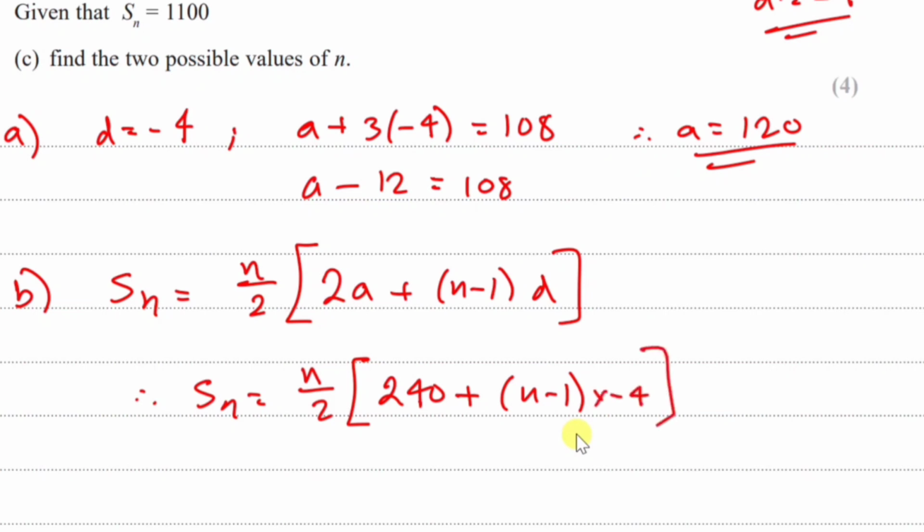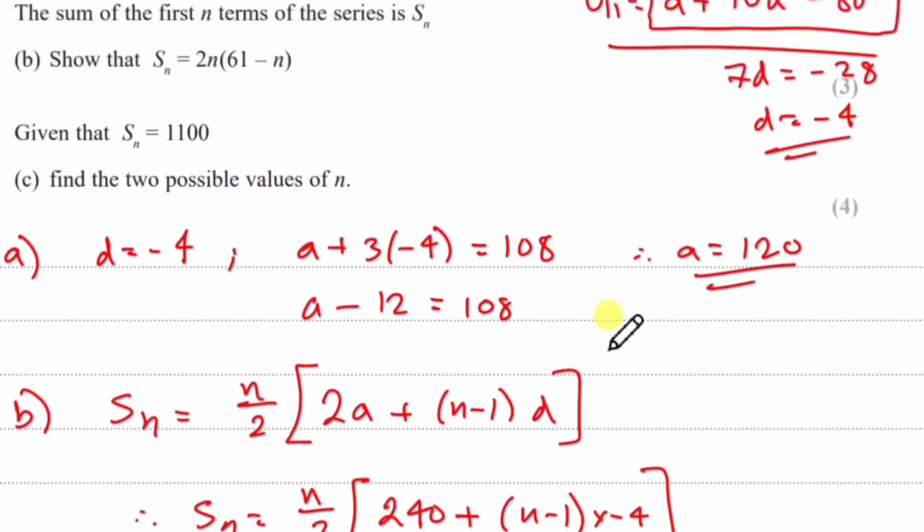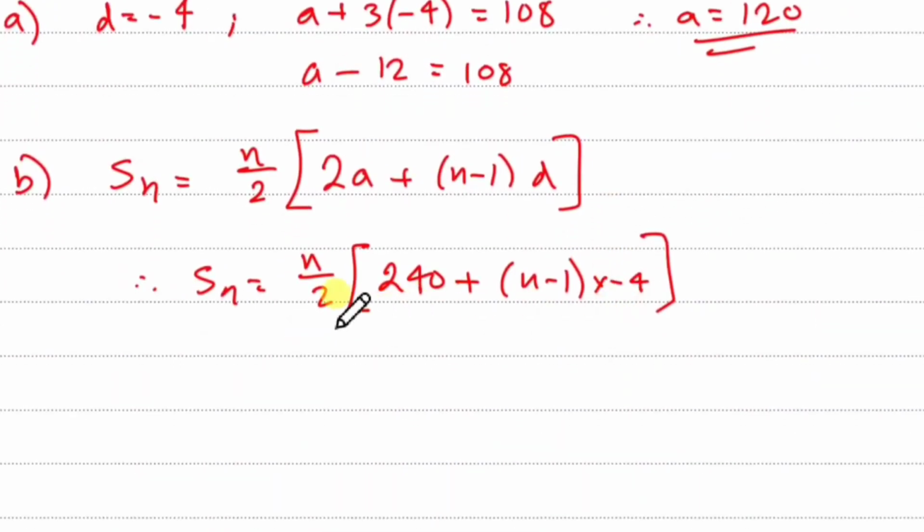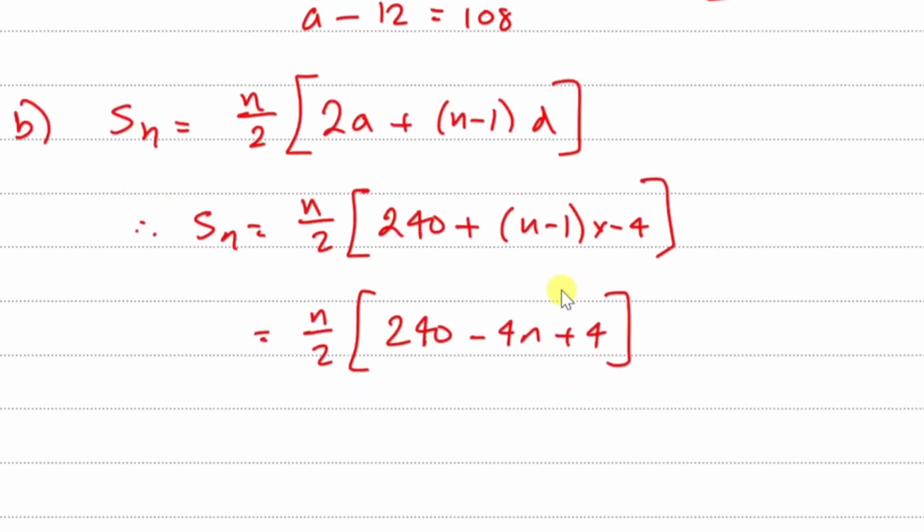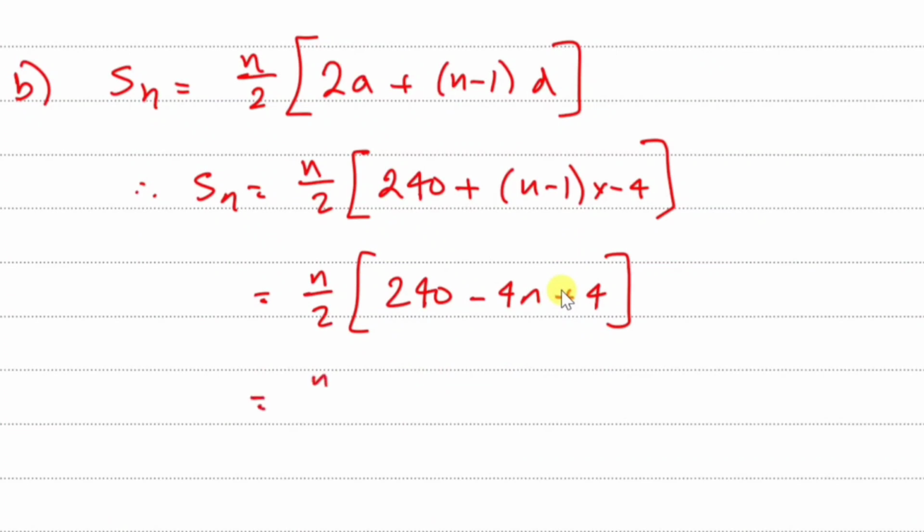Okay. Now what we can do here, just trying to think carefully how we can do this. We can go ahead and expand the bracket. So equals n over 2, 240. If you open it, you're going to get minus 4n plus 4. Okay. We keep on going. n over 2, 240 plus 4 is 244 minus 4n.